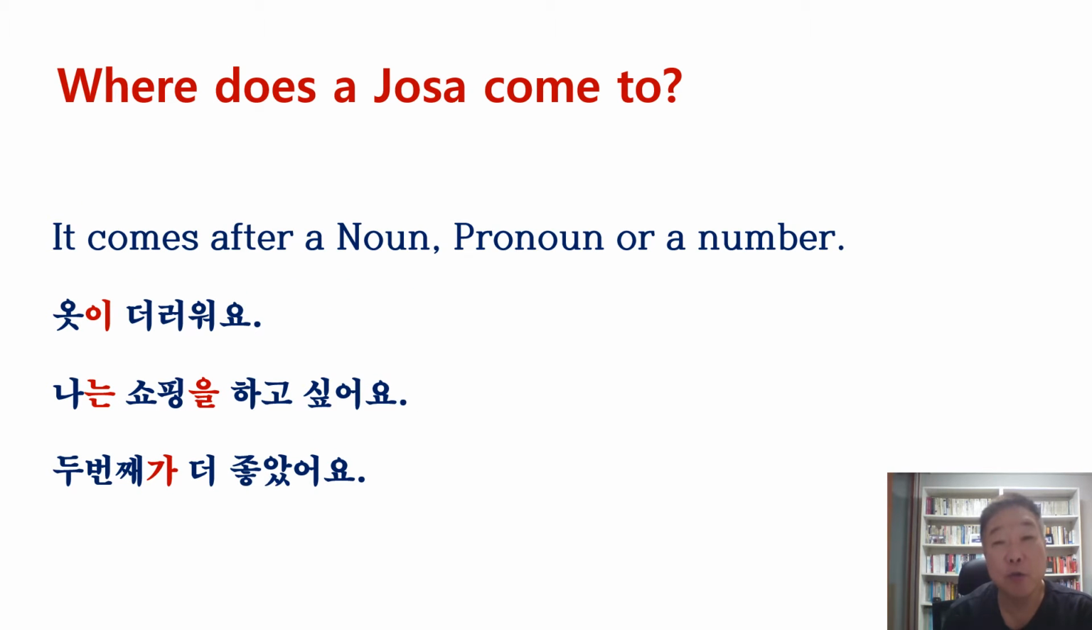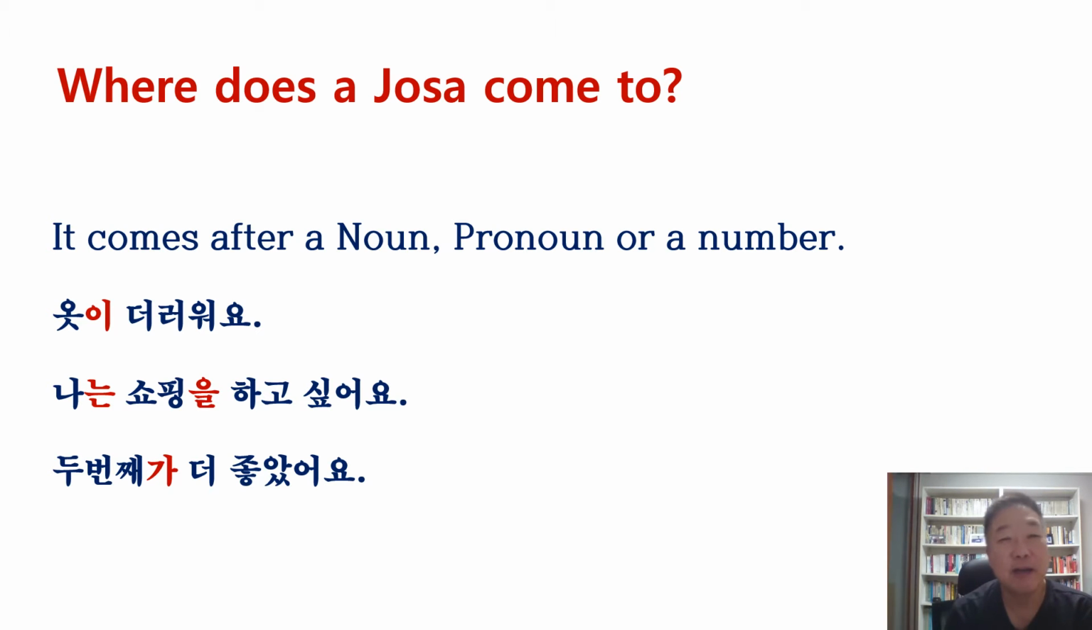And where does a 조사 come to? It comes after a noun or pronoun or a number. Like this. 옷이 더러워요. The clothes is dirty. 옷, clothes. 더러워요, is dirty. So in English, that's enough. The clothes is dirty, but in Korean, we need a 조사. 옷 plus 조사 and 더러워요. I mean, the clothes plus 조사 and is dirty. That's a bit strange, but in Korean, we do that.